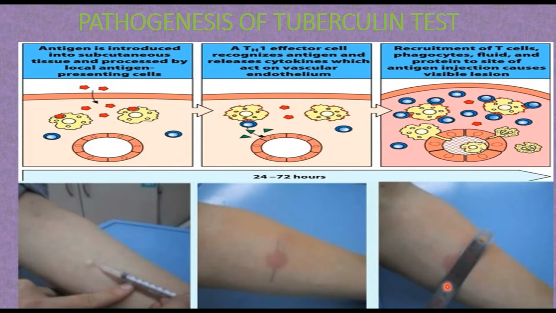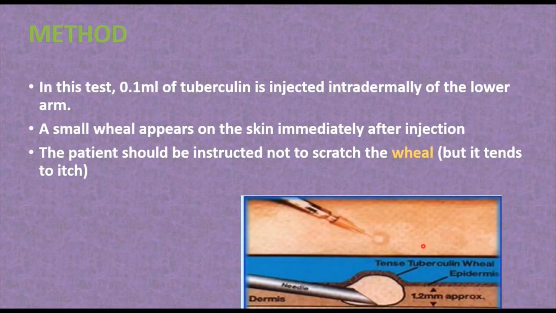So this is a real picture of this. A wheal was produced, that means induration, that is hardening of that location, as well as reddening, edema and swelling are also seen. Okay, so this is what the pathogenesis behind this tuberculin test is.